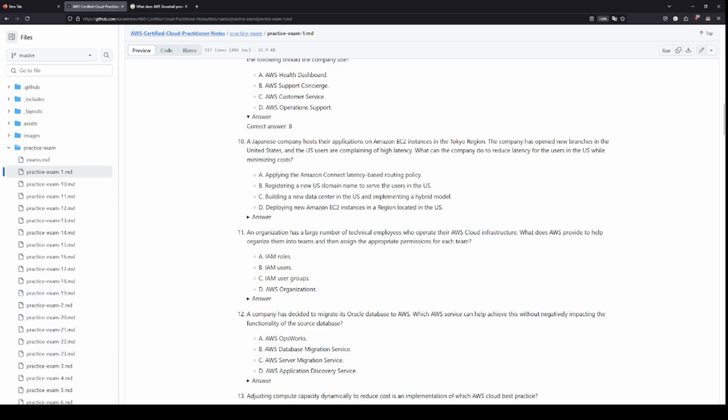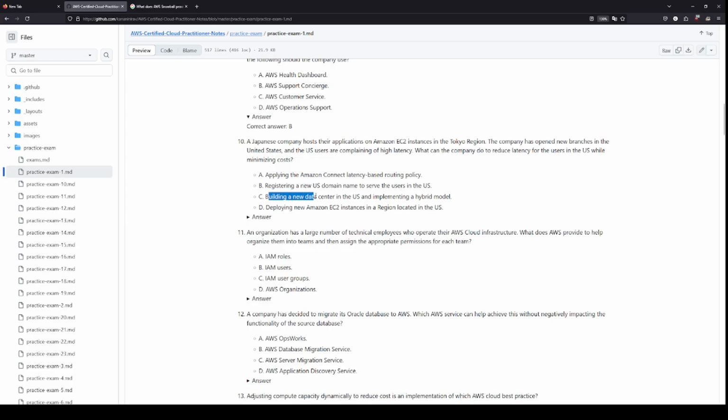A Japanese company hosts their applications on Amazon EC2 instances in the Tokyo region. The company has opened new branches in the United States, and the US users are complaining of high latency. What can the company do to reduce latency for the users in the US while minimizing costs? Okay. A, applying the Amazon Route 53 latency-based routing policy. This is interesting because we see latency-based, right? B, registering a new US domain name to serve the users in the US. So while this might help a little bit with latency, it'll only help with the DNS, right?